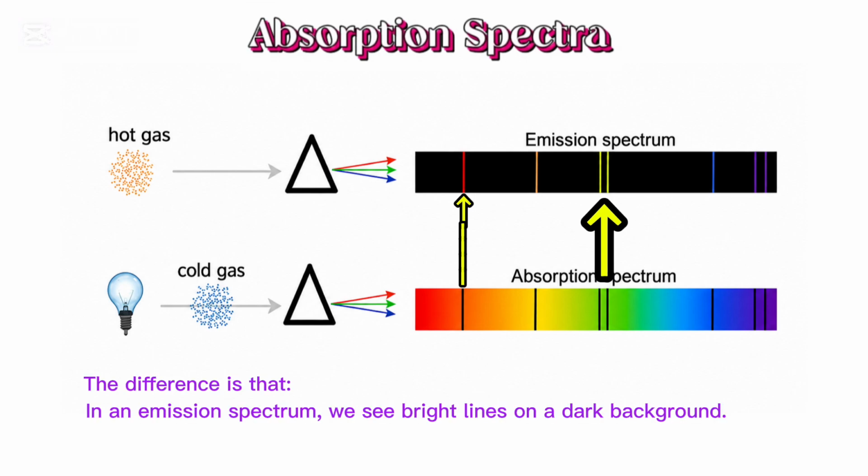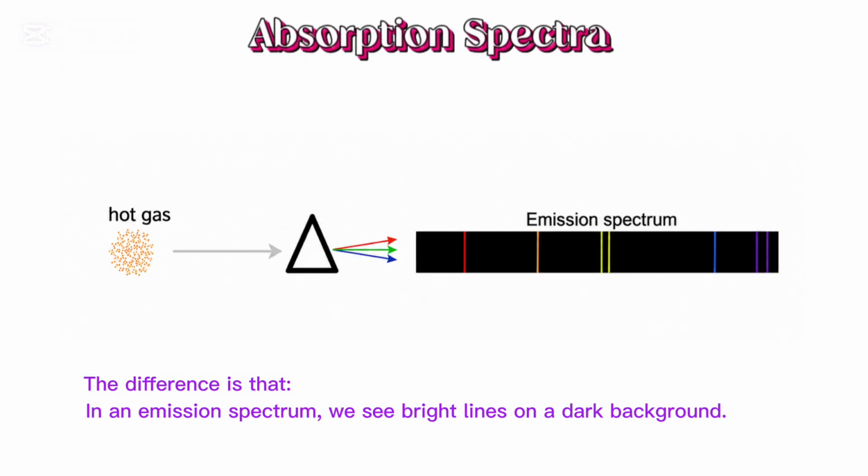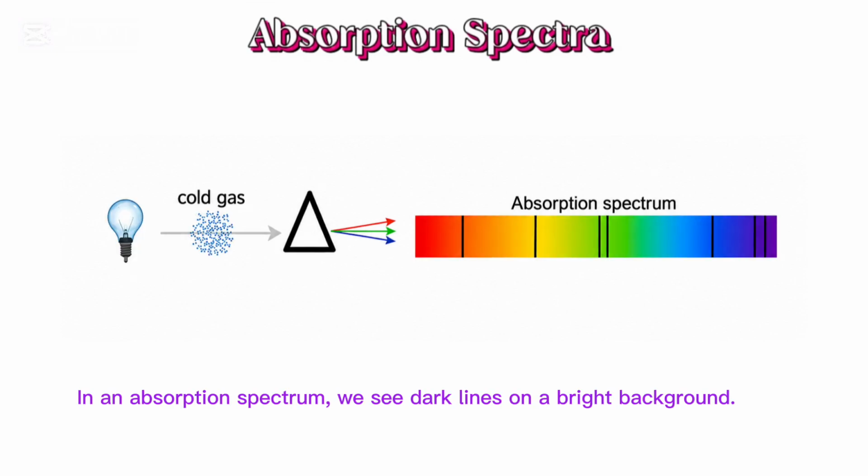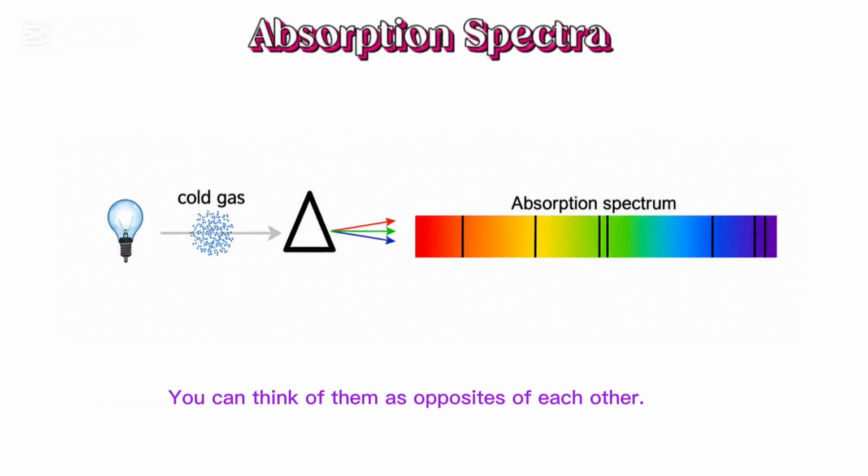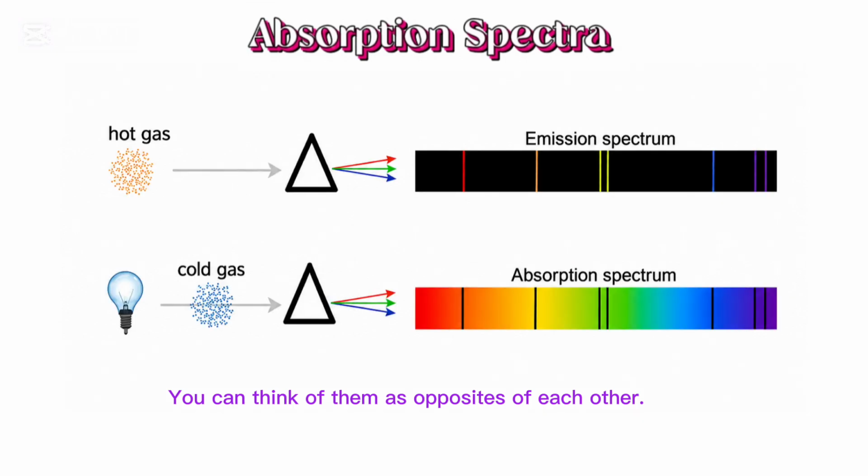The difference is that in an emission spectrum, we see bright lines on a dark background. In an absorption spectrum, we see dark lines on a bright background. You can think of them as opposites of each other.